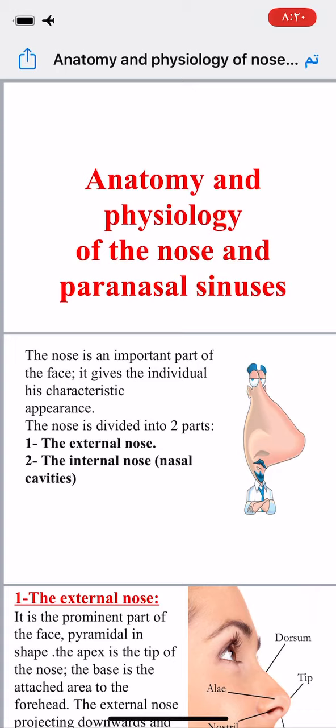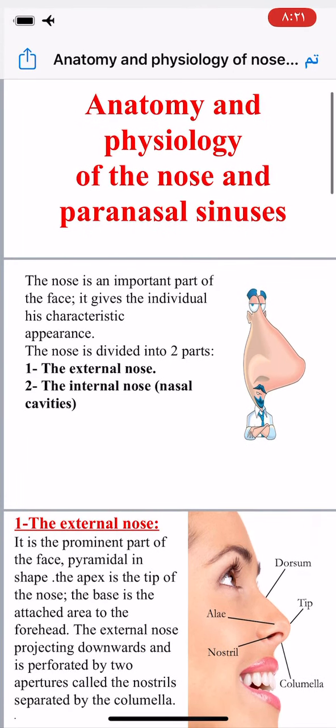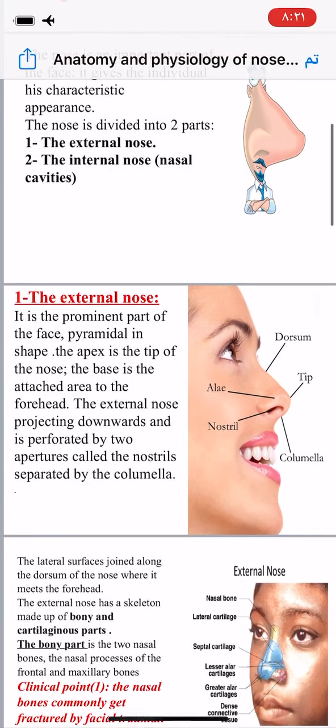Our lecture today is about the anatomy and physiology of the nose and paranasal sinuses. The nose is an important part of the face. It gives the individual his characteristic appearance. The nose is divided into two parts. One, the external nose. Two, the internal nose or nasal cavity.